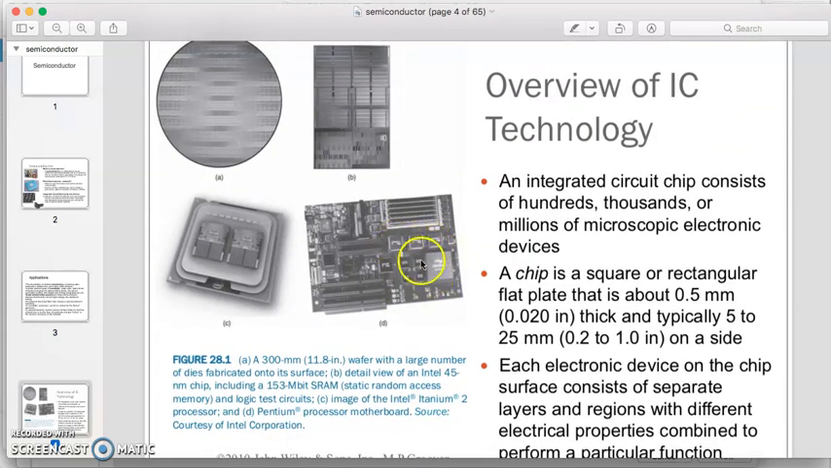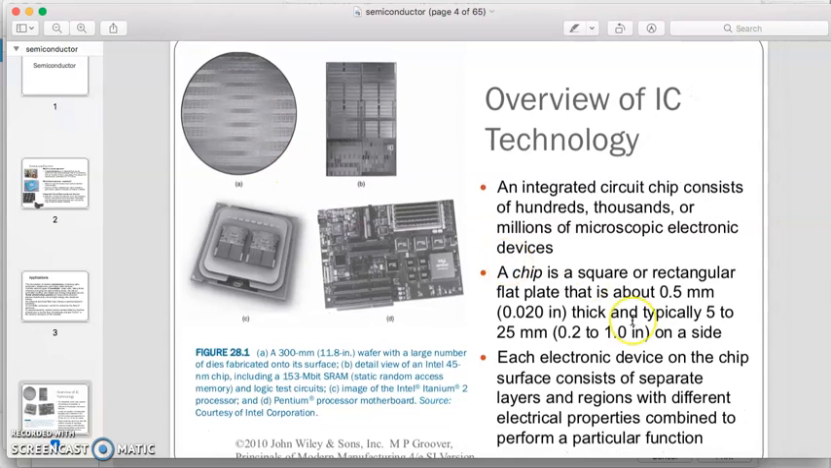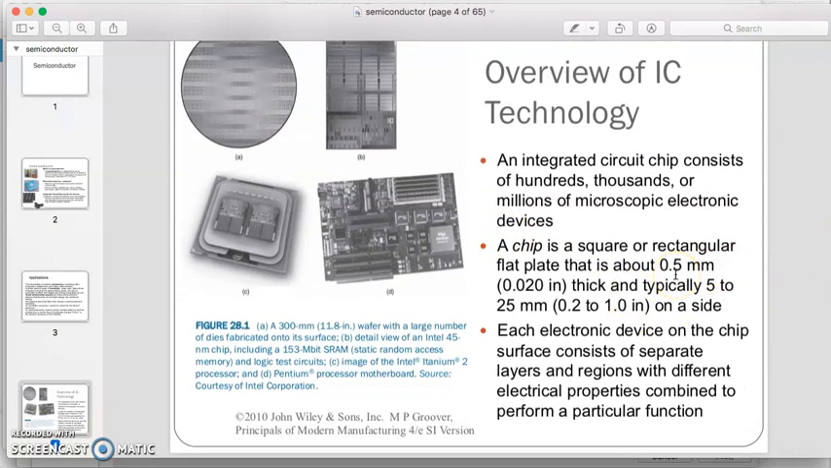So here, this is one IC, and if we look in detail, this is the silicon wafer, and we cannot really see it with the naked eye. Usually, this processing requires a microscope to view the circuit in detail. The size is around 0.5 millimeter thick, a very small size, and 5 to 25 millimeters on the side length.